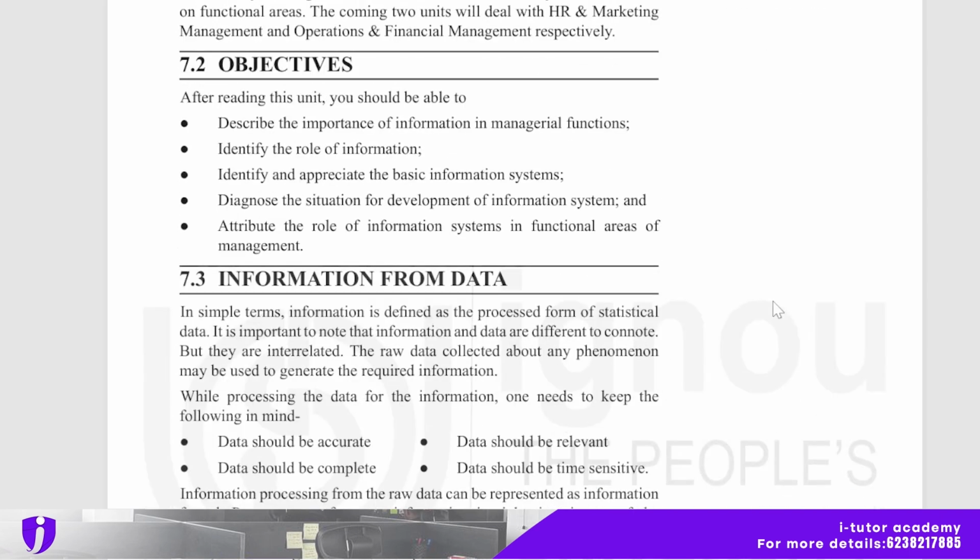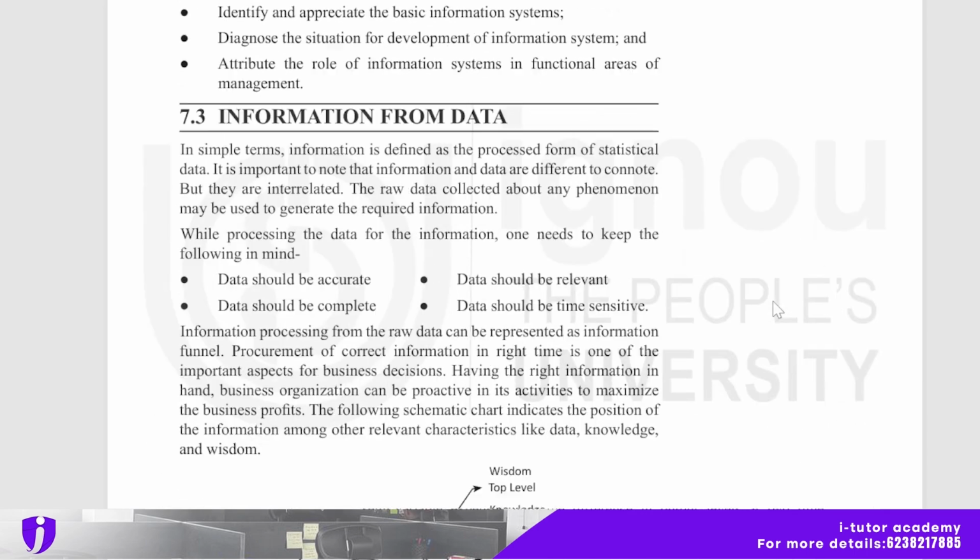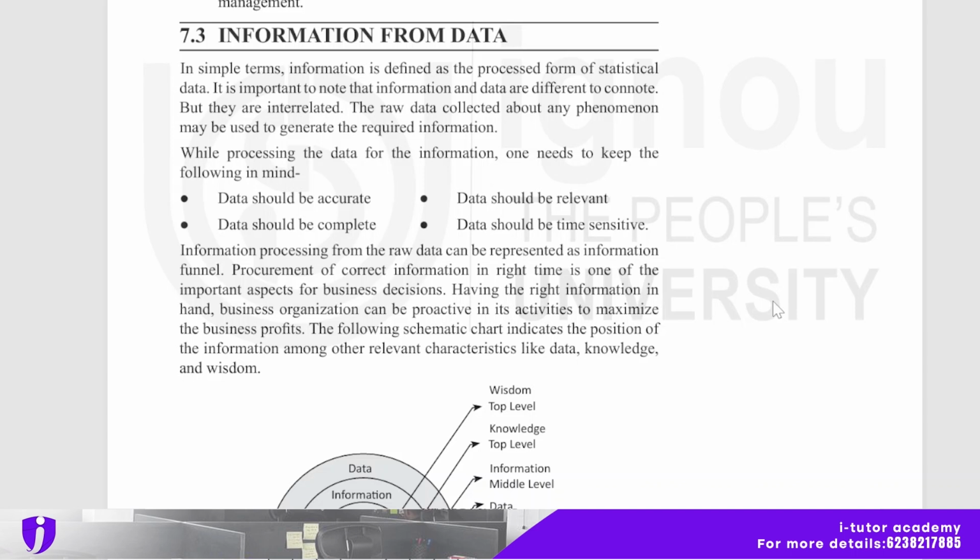The objectives of this chapter: after reading this unit you should be able to describe the importance of information in managerial function, identify the role of information, identify and appreciate the basic information systems, diagnose the situation for development of information systems, and attribute the role of information systems in functional areas of management. This subject is all about IT and information systems, internet, all of this. Nowadays all of you know what the internet is, what social media is, everything, but it's a daily-use subject for business, so that's why we are studying this deeply.